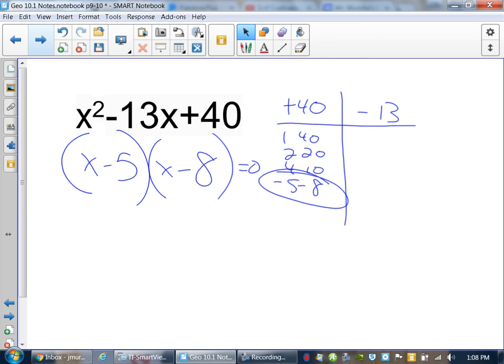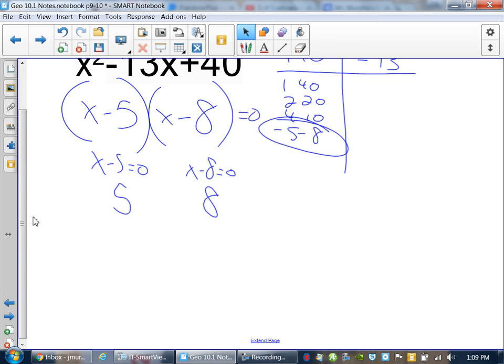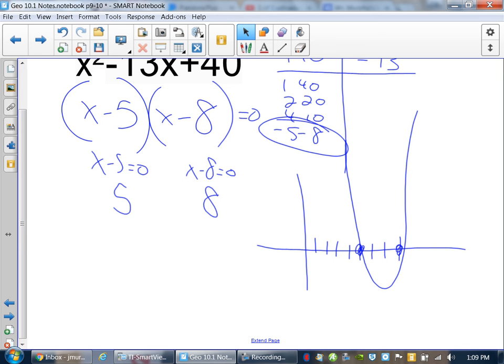And if you remember, this was a pretty easy thing then. It was x minus 5 is 0, and x minus 8 is 0. You're figuring out what makes one side 0, what makes the other side 0. So x is 5, or x is 8. And if you really get into it, you were figuring out where the parabola crossed the x-axis.